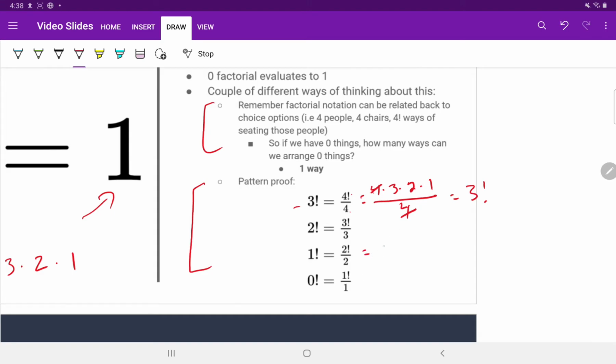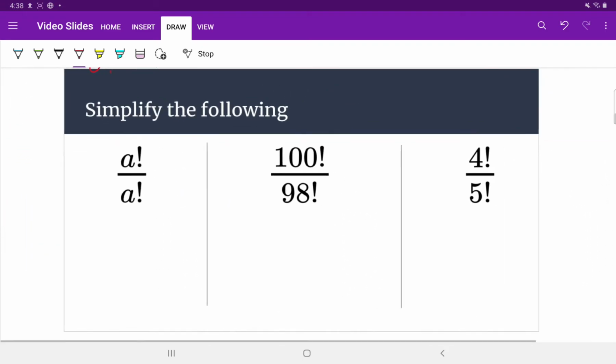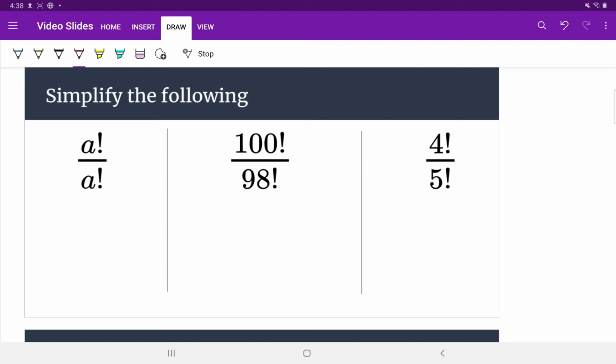If we apply that logic all the way down, I'll skip a few steps. So I'm going to have 2 times 1 over 2. Well, these cancel, and I'm left with 1. So then if I go here and say 1 factorial is literally just 1 over 1, 1 divided by 1 is 1. And again, this leads us to the logical conclusion that in order for our math to work, especially once we get into the actual notation of permutations, in order for us to use the permutation formula correctly, we've got to have 0 factorial evaluate to 1 rather than 0.